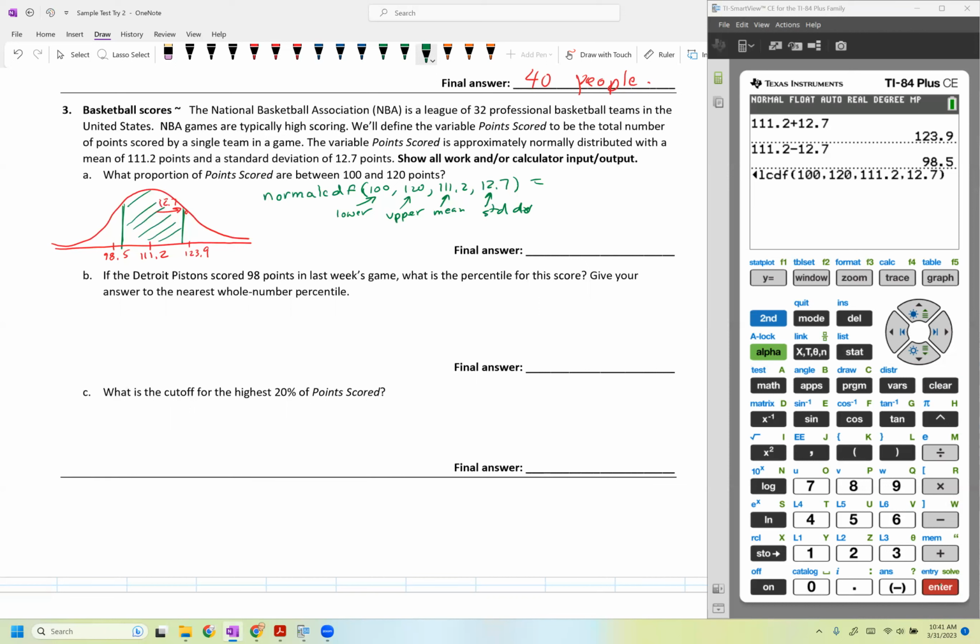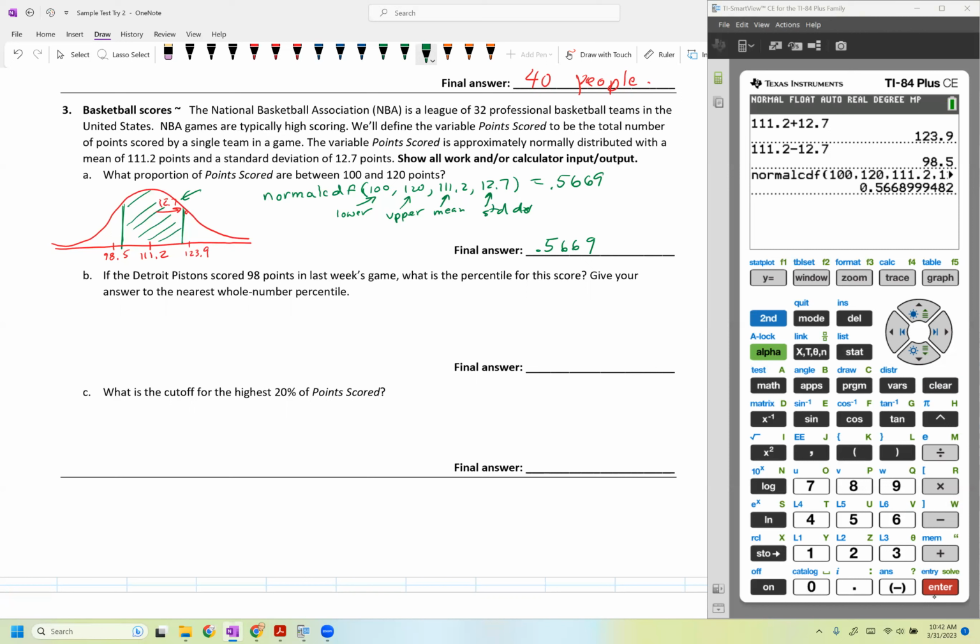And out of the calculator, we get that this is about 0.5669, right? And let's see, does that look like about 57% of all the area under the curve? Yeah, about that, all right?